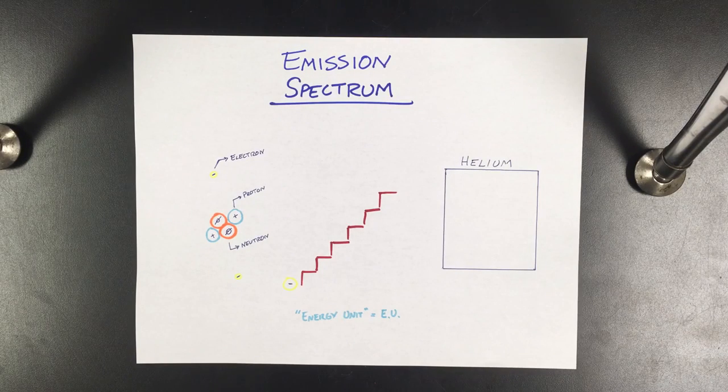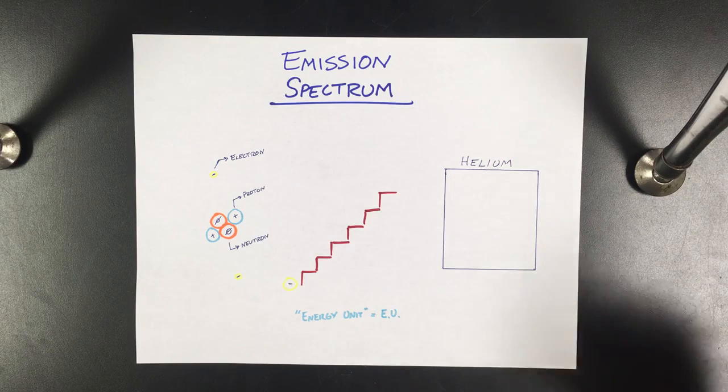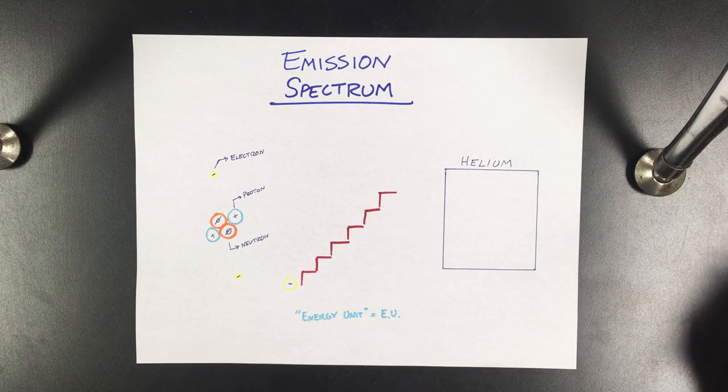Today we're going to review the emission spectrum. We've talked about this before when we talked about visible light, or the EM spectrum. We're going to revisit this topic, but more in the context of how we can determine what an element is solely based on the light that it produces.